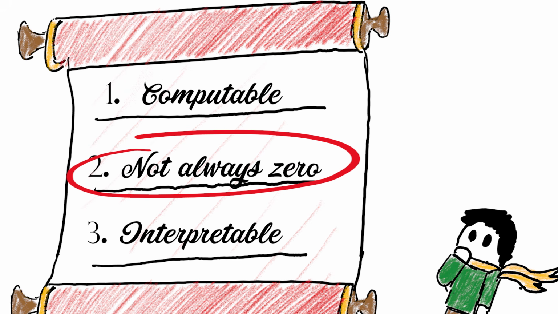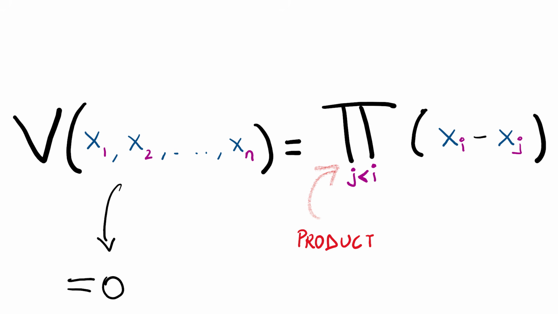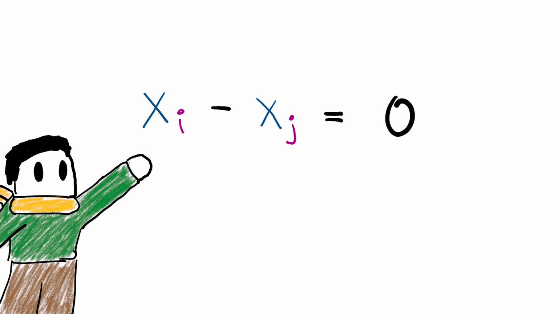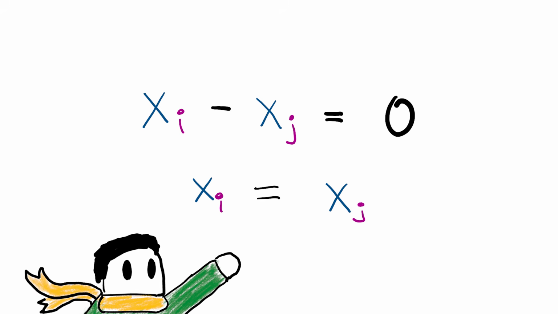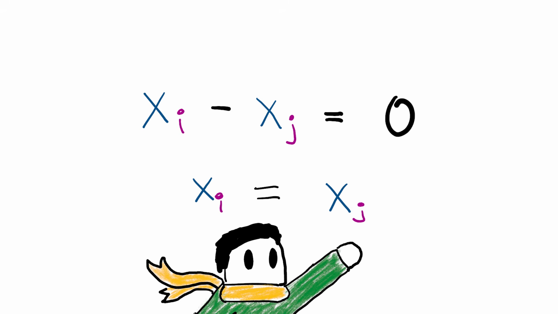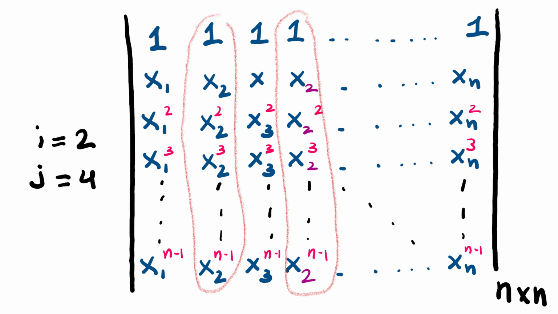Now, what about the second condition? When V is 0, it means that the product is 0, and so it means that at least one of the terms in the product is 0. And this tells us that two of our variables take the same value. You can see this from the determinant too, as two columns are the same, which would make the determinant 0.